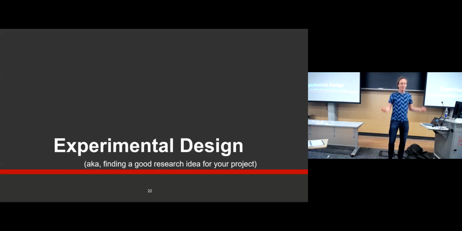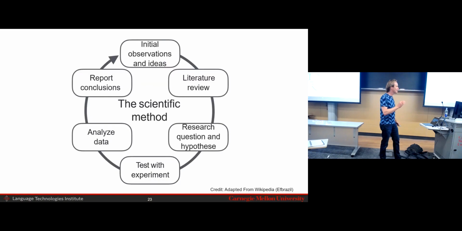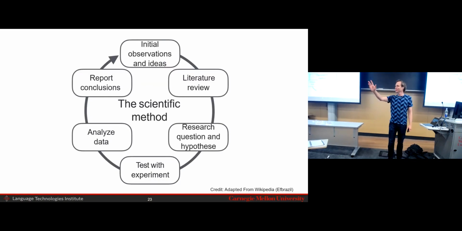So what is a good research idea? I know it sounds obvious, but there is a really well-established scientific methodology, which sometimes in AI and computer science we forget, where you look, you observe, you maybe even do a literature review, you make some question, and importantly, some hypothesis. You test these hypotheses, you look at the results of them, and then you finally write your discussion, your conclusion.